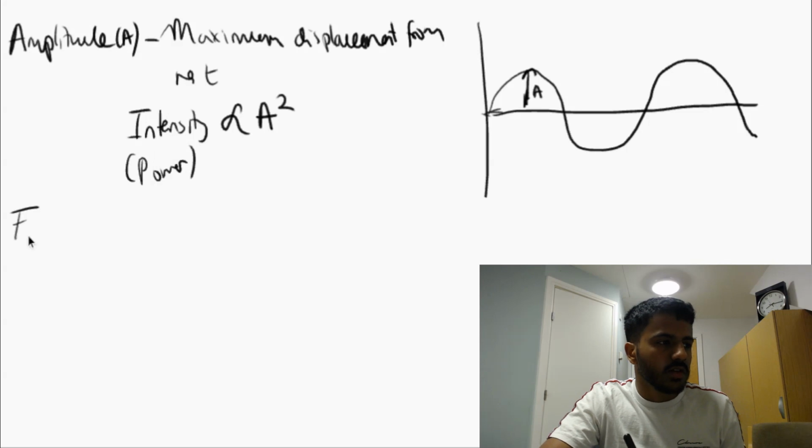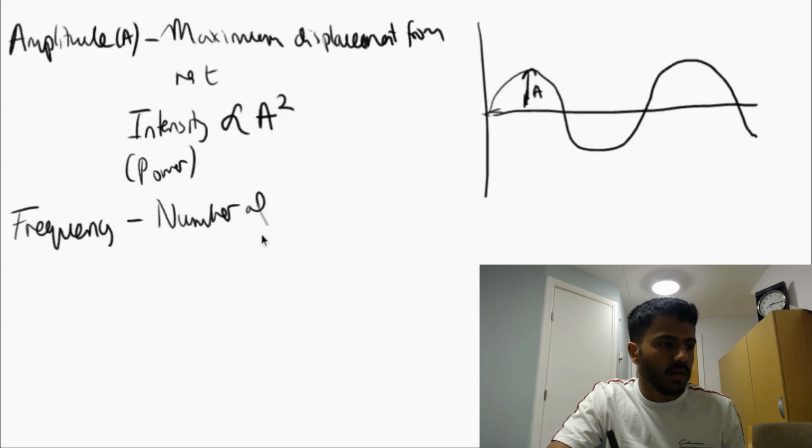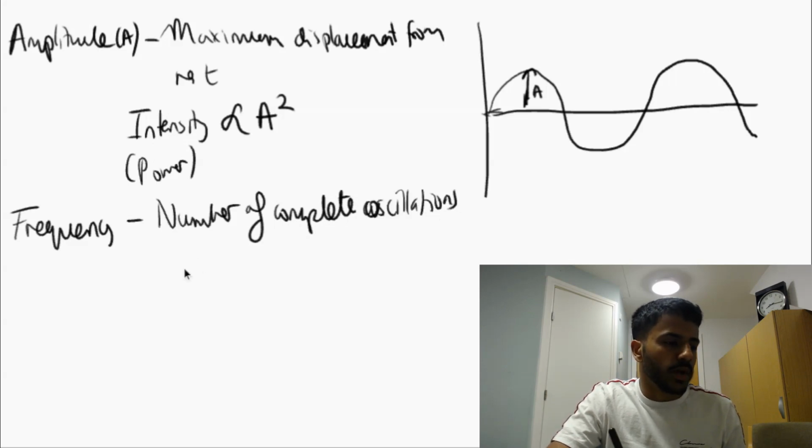Now, frequency is the number of complete wave oscillations, or complete oscillations, that pass a point per second.